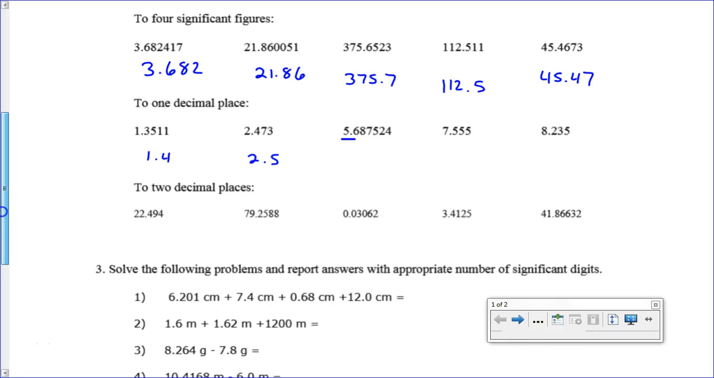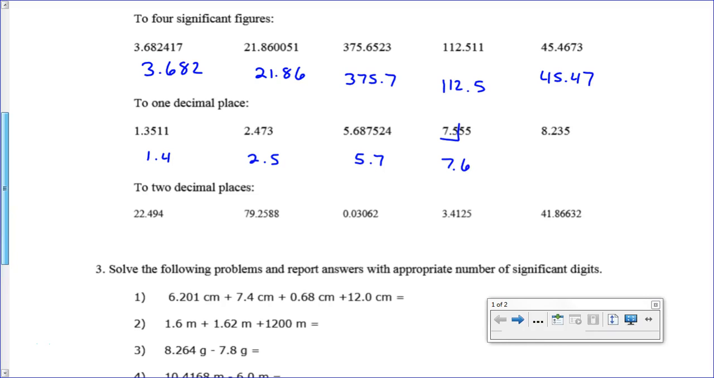5.687524, going to the 10th place, cutting it off. All right, that's an 8 afterwards, so we round up, so that makes it 5.7. Next one, go to the 10th place, cut it off. There's a 5 afterwards, so we're going to round up again.